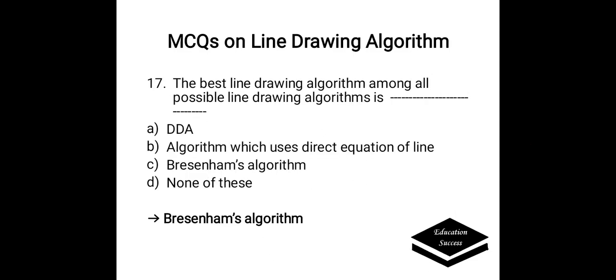The best line drawing algorithm among all possible line drawing algorithms is: options are A. DDA, B. algorithm which uses direct equation of line, C. Bresenham's algorithm, D. none of these. Correct answer is Bresenham's algorithm. It is the best line drawing algorithm among all possible line drawing algorithms.